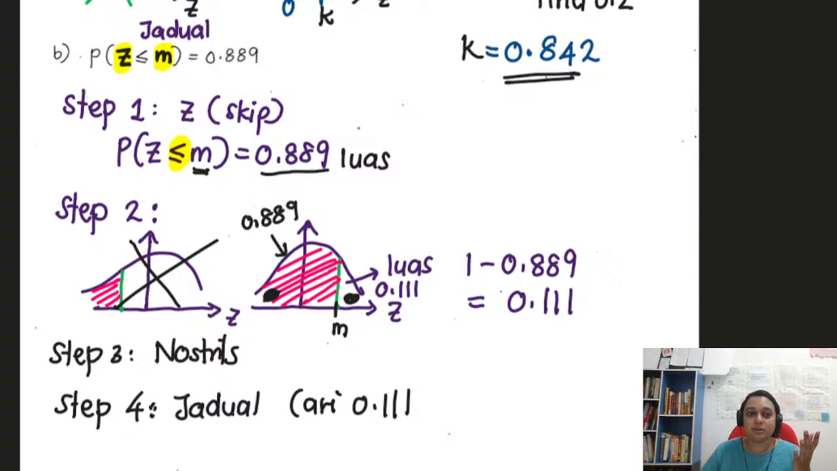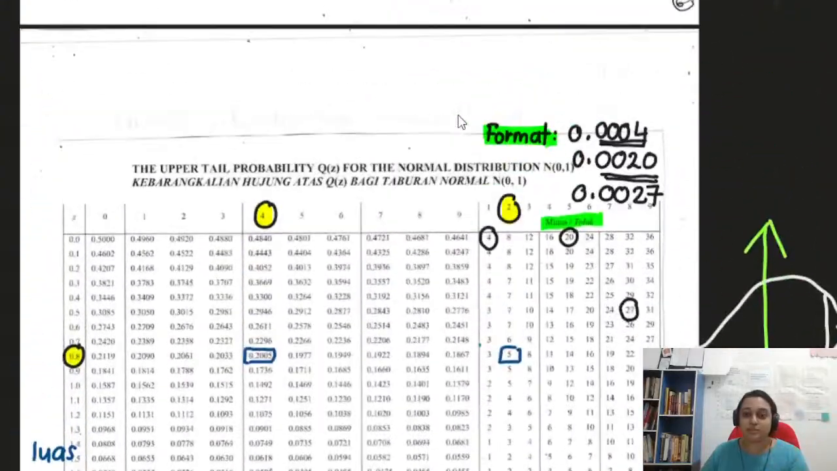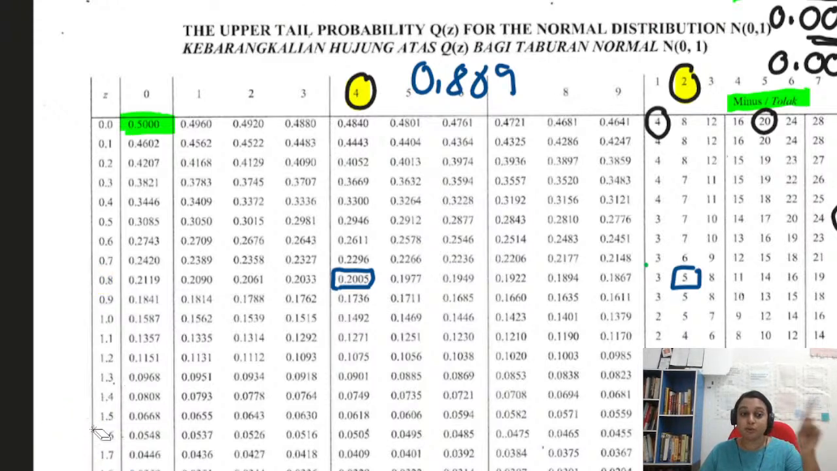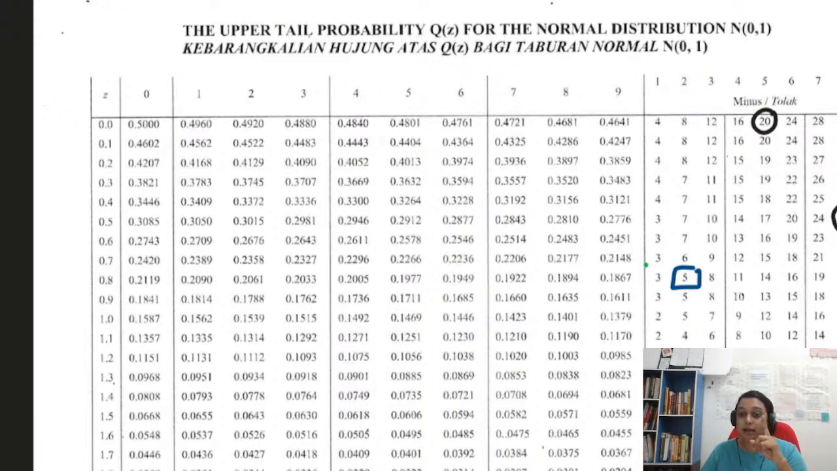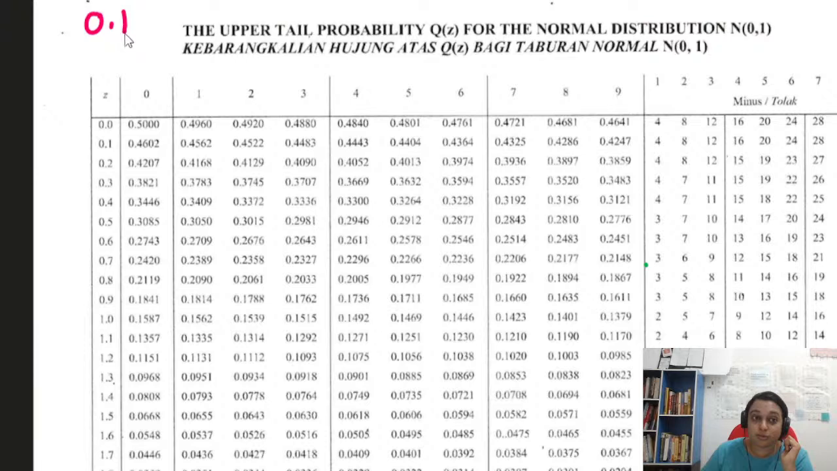Why teacher, why you didn't use 0.889? Okay, I want to tell you one more thing. You go to your jadual, your table, the highest also is 0.5. So kalau students nak cari 0.88, memang takkan jumpa. You will never find. So that's why teacher ask you to draw 2 lubang hidung. And you must always take the lubang hidung yang kecil daripada 0.5.